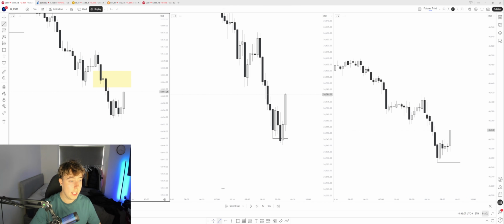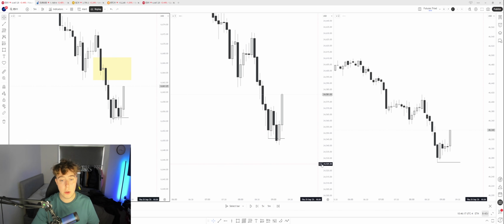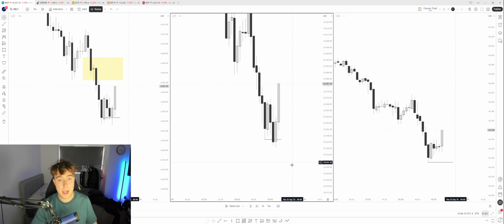And also within ES, we had a hidden 90-minute sequential SMT. Okay, we ran below the low, but we still had a form of crack and correlation between NQ and ES. So this to me was super clear. What do we do? How do we get into this trade now?